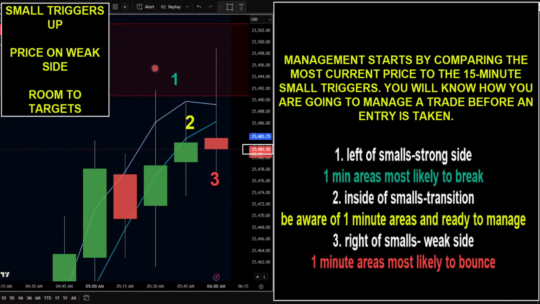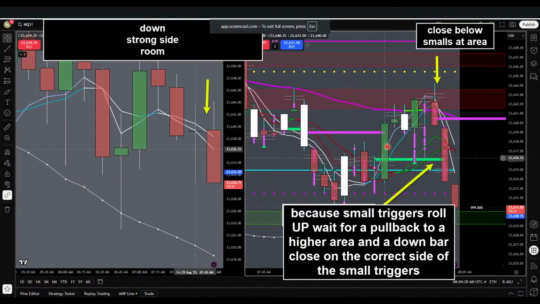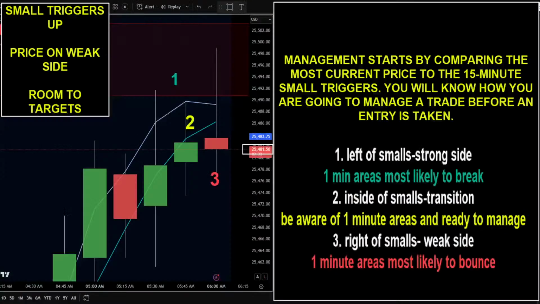This is where bigger moves come from. This is where 1-minute areas are most likely to break. This is where management is going to be the loosest. And let me show you, why do we wait for the other side? Because we don't fight strong triggers, not even on a small chart.